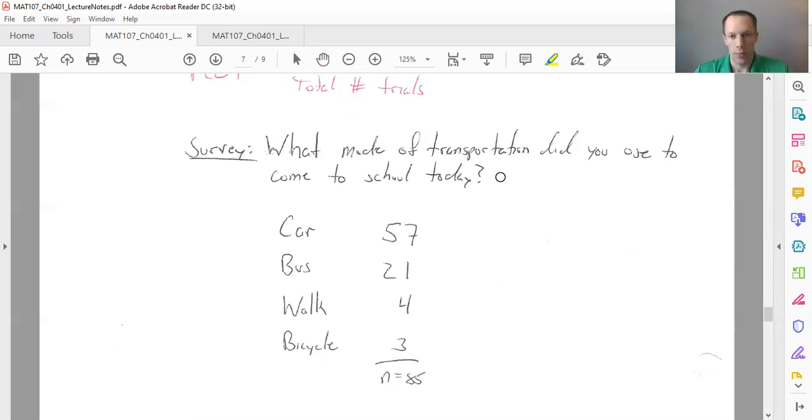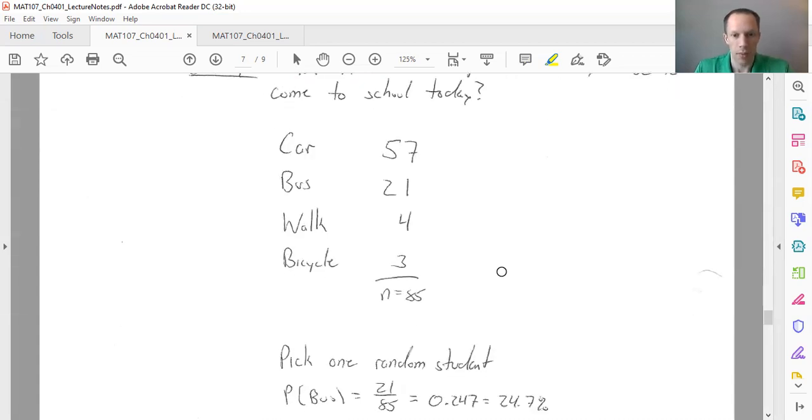And so to do empirical probability analysis, we'll have to ask many people what mode of transportation they used to come to school today. So let's say we surveyed 85 people and we found out 57 came by car, 21 by bus, 4 by walking, and 3 by bicycle. You can see that some events have higher chances of occurring and some have less. That's why we can't do classical probability analysis here.